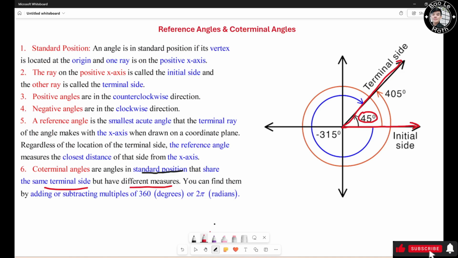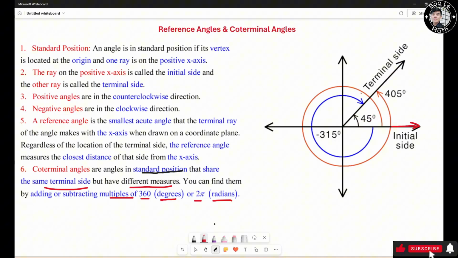Now how do we find it? In order to find the measure of the coterminal angles, we literally add or subtract multiples of 360 if you need to calculate the angles in degrees, or 2 pi if you need to calculate the angle in radians. In AP Precalculus, we're going to talk about radians only, so keep that in mind. On the AP exam, please put your answer in radians, not degrees. Alright, so now go back over here.